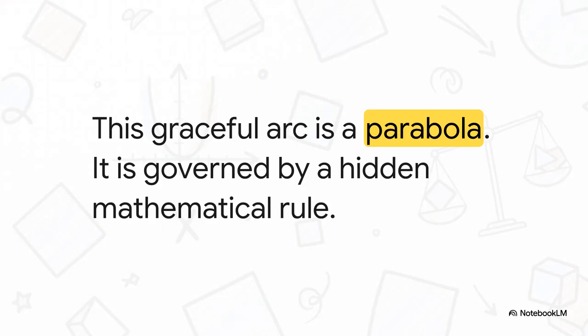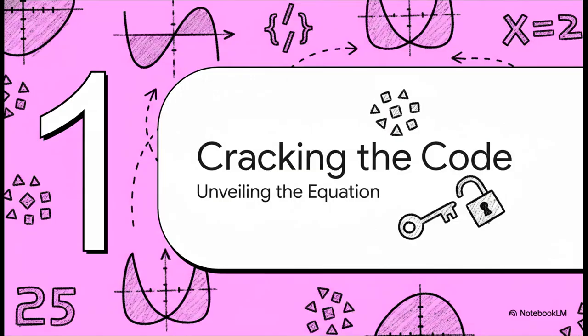So, that beautiful, graceful arc? It has a name. It's called a parabola. And that hidden rule that's governing it? Well, that's exactly what we're here to figure out today. All right, you ready? Let's get into it and start cracking this code.